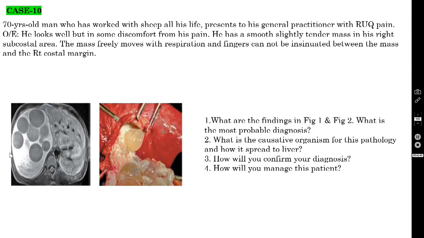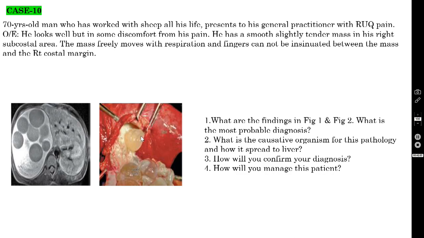Figure 1 is a CT scan of the right upper quadrant. You are seeing the liver. Inside the liver, you are seeing a very huge cystic mass. And inside this single cystic mass, you are seeing so many smaller cysts inside a very big cyst. This is very, very characteristic of hydatid cyst.